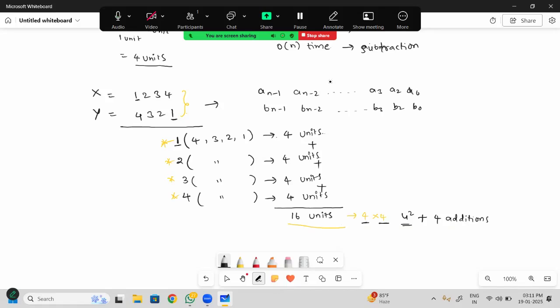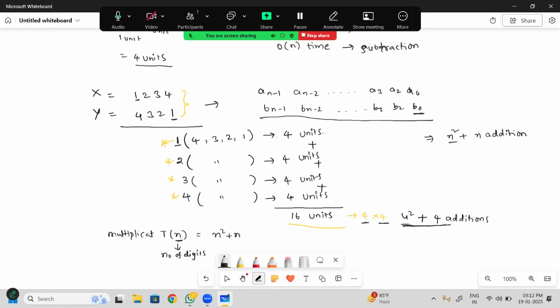When I perform multiplication on this, we need to calculate how much time it consumes. Here there is an n digit number and each digit is multiplied with another n digit number. So in total it takes n square multiplications along with n additions. If I go for multiplication of two numbers, I am going to represent this as T of n, where n indicates the number of digits. So T of n is equal to n square plus n.